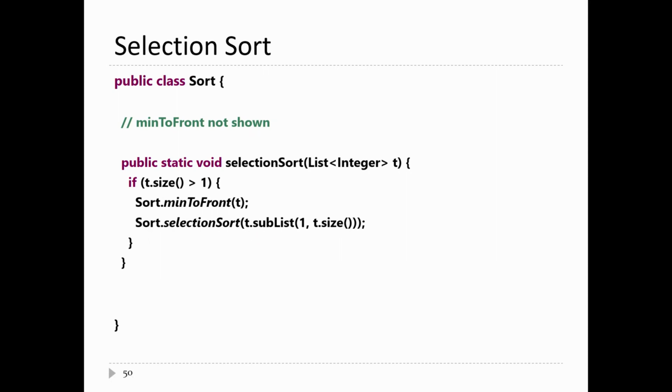Why does it work? It works, in part, because of this magical method sublist. Sublist returns the part of the list corresponding to the specified sublist. If you modify the sublist, it also modifies the original list.